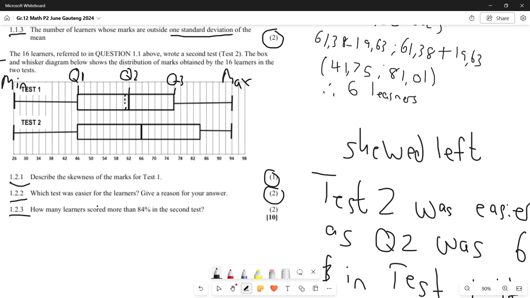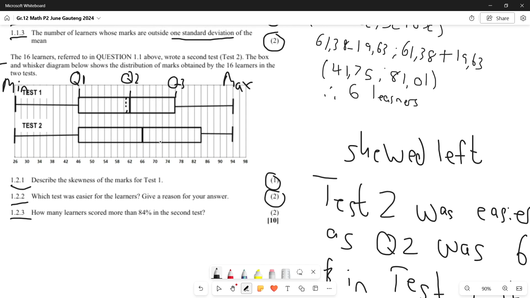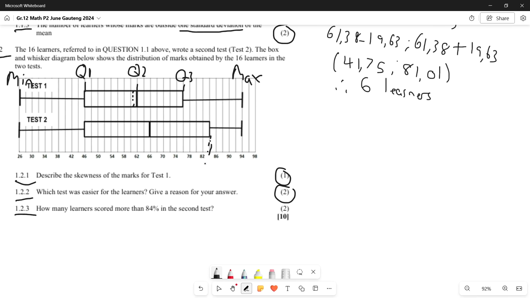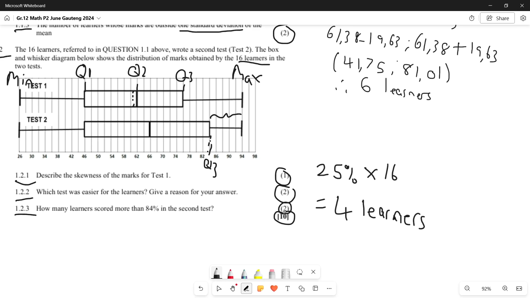That leaves us with the last question, question 1.2.3. How many learners scored more than 84% in the second test? 84% lines up over here. 84% is the end of our Q3, which means that we have 25% of people in this range higher than 84%. There were 16 learners that wrote these tests. So all we have to do is go 25%, because this 25% represents this line portion, multiplied by 16, which is the amount of learners we have, and this will equal 4 learners. That earned us 2 marks, and a quick 10 marks for this whole section.